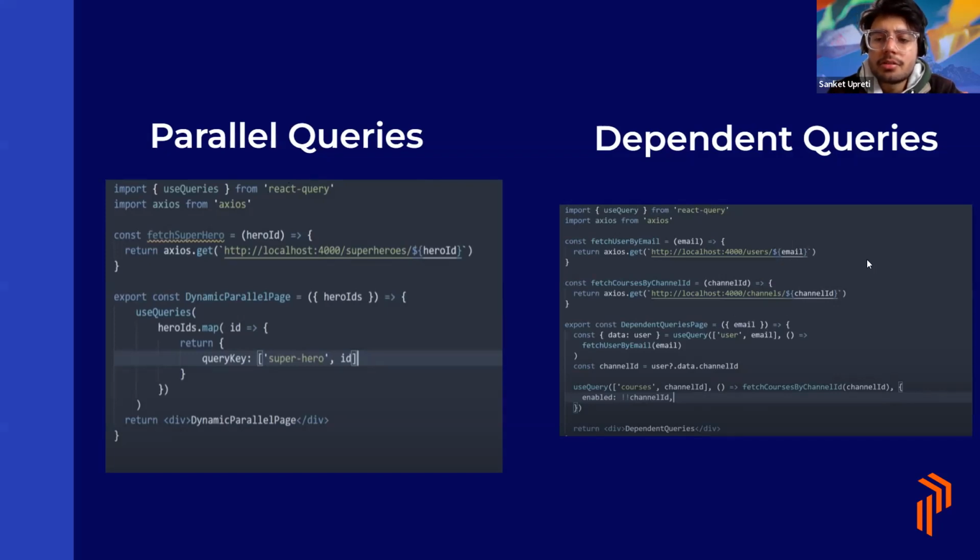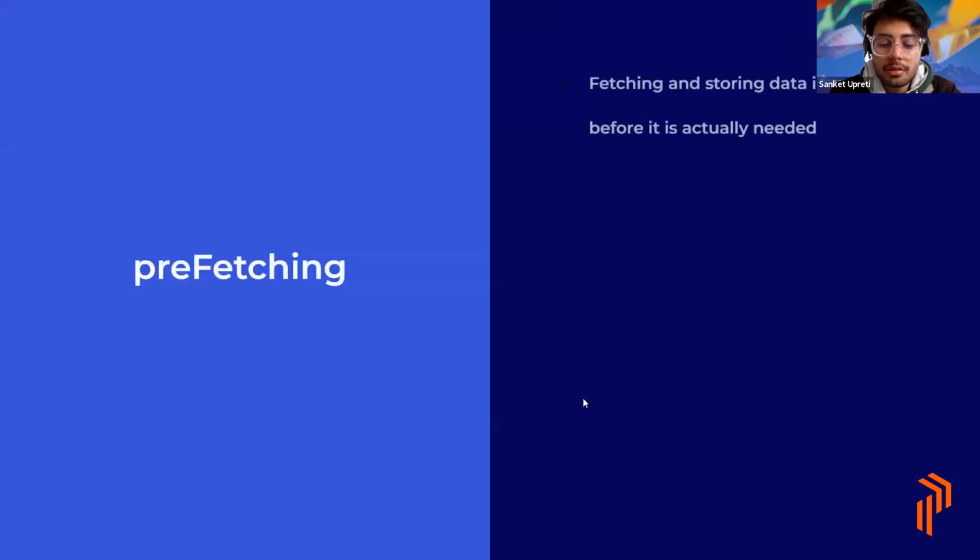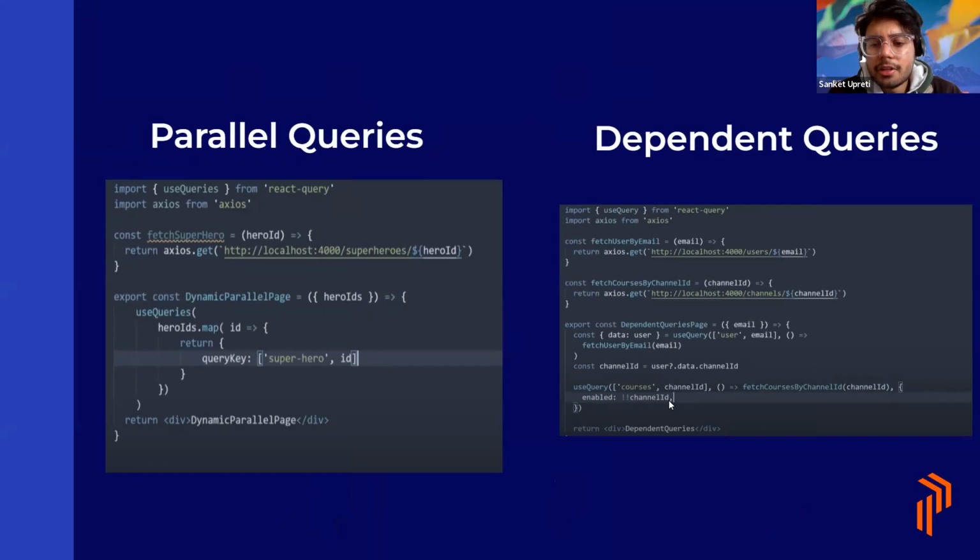Another being dependent queries. This is the condition where we wait for our first API to be completely fetched before calling another API, because the second API depends on the first API. And as we have seen in useQuery, the third argument is enabled. So here the double negation on channel ID means that only if the channel ID is passed, or the channel ID value is there, then only we fetch our courses by channel ID. So only then our second API is called. And this is how dependent queries work. And this is easily managed through useQuery.